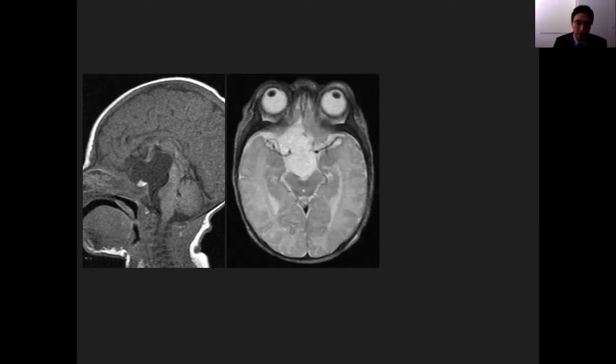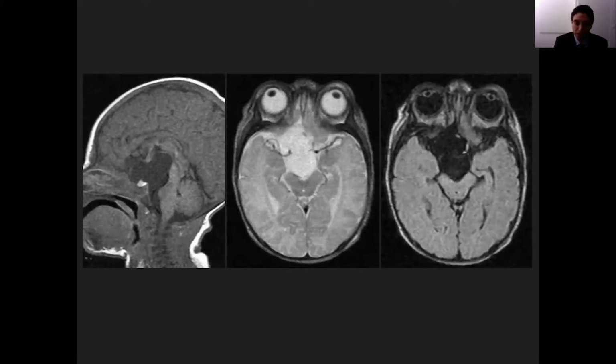On the axial T2 weighted images, we can see that the lesion looks fairly cystic. There is splaying of the midbrain as well as of the vessels of the circle of Willis. And we see that on the FLAIR images, it fully suppresses, and therefore this is not an epidermoid tumor, but this is an arachnoid cyst.